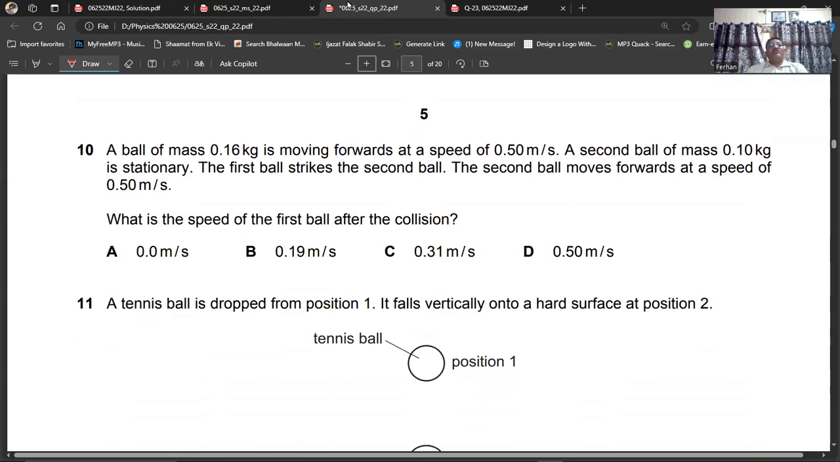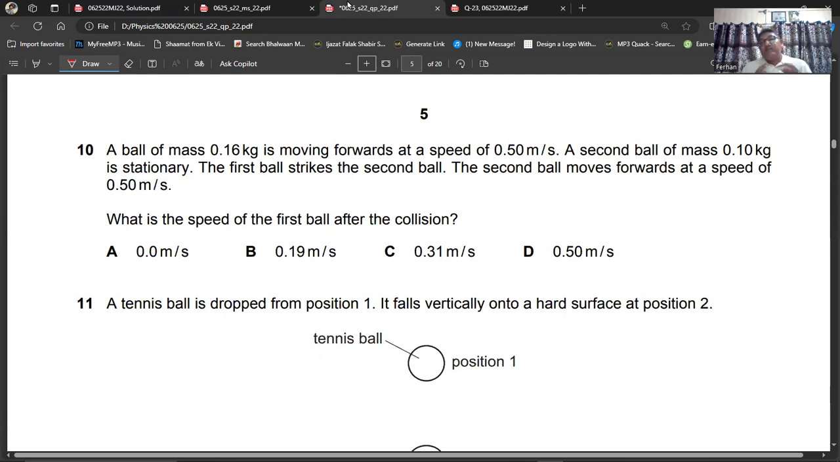Question 10. A ball of mass 0.16 kg is moving forward at a speed of 0.50 meter per second. A second ball of mass 0.10 kg is stationary. Its velocity is zero. It is at rest. The first ball strikes the second ball. The second ball moves forwards at a speed of 0.50 meter per second. What is the speed of the first ball after the collision?